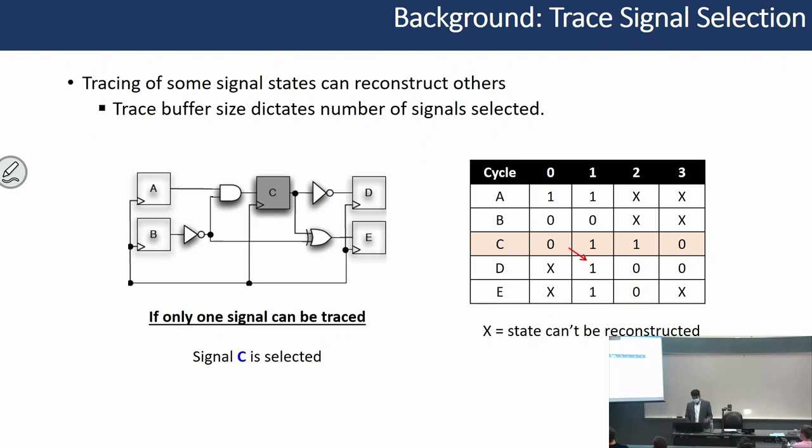So tracing C in cycle 0 means you can restore D in cycle 1 using forward restoration, right? Then C in cycle 1 is 1. So you can do a backward restoration and restore A and B in cycle 0. Now, knowing B and C in cycle 0, you can restore E in cycle 1 using forward restoration. So you can see you are tracing only 4 states, and you are restoring 13 states altogether, right?